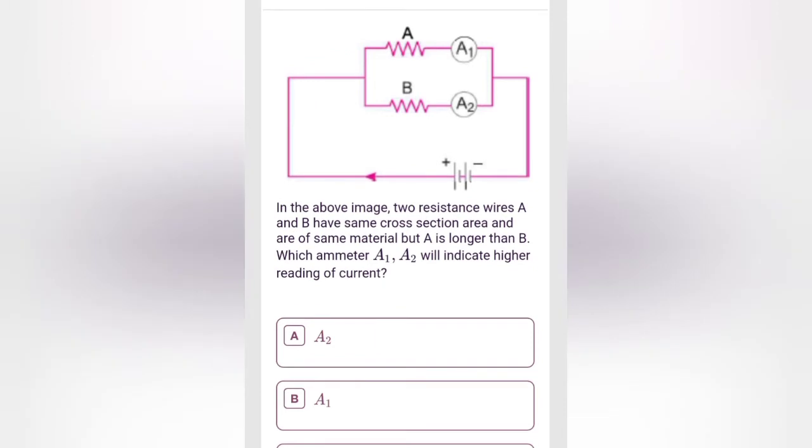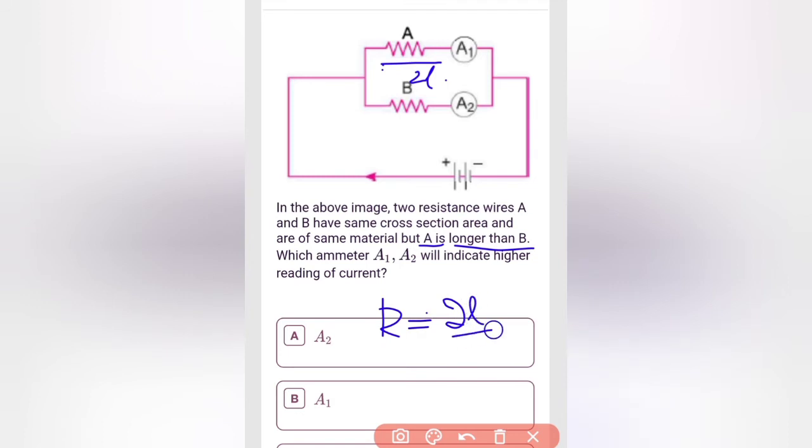In the above image, two resistor wires A and B have the same cross-sectional area and are of the same material, but A is longer than B. Which ammeter, A1 or A2, will indicate a higher reading of the current? So here you need to know that same cross-sectional area and same material, but A is longer than B. That means this length is going to be longer than this. So this is 2L.